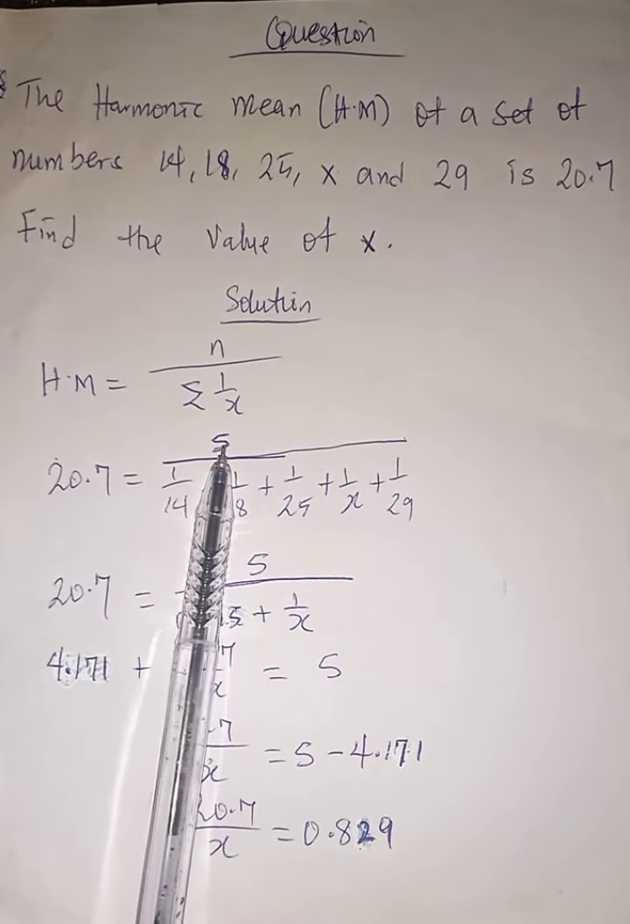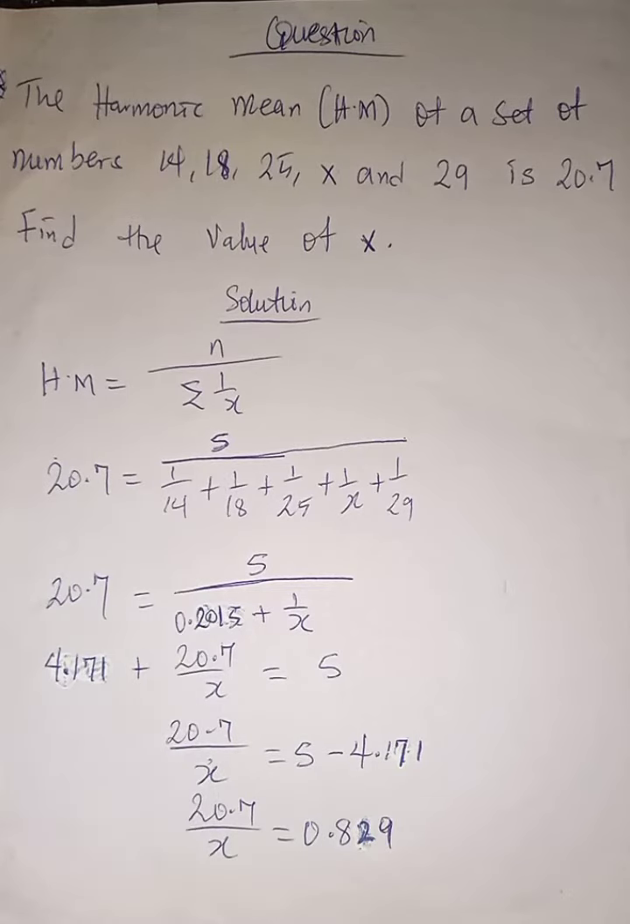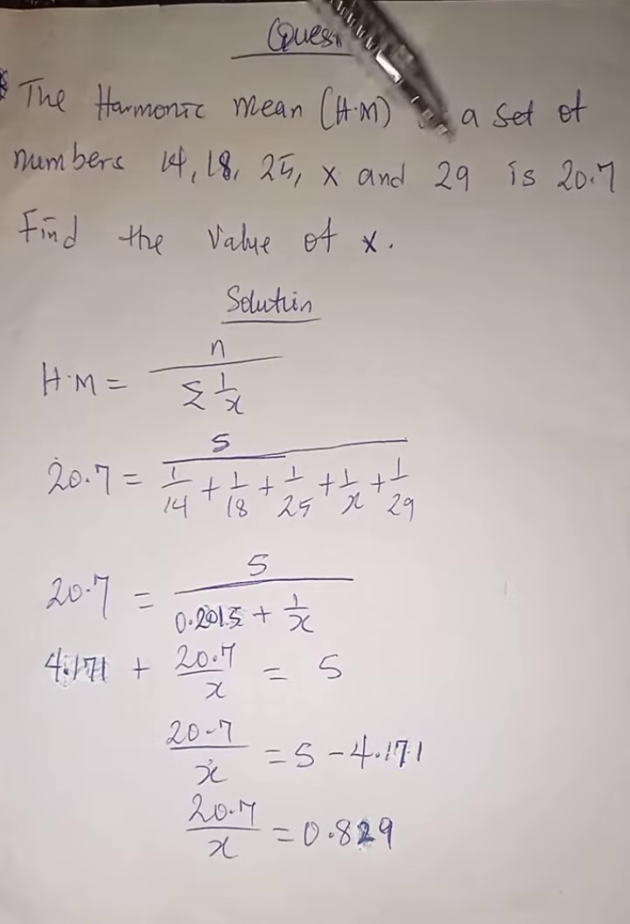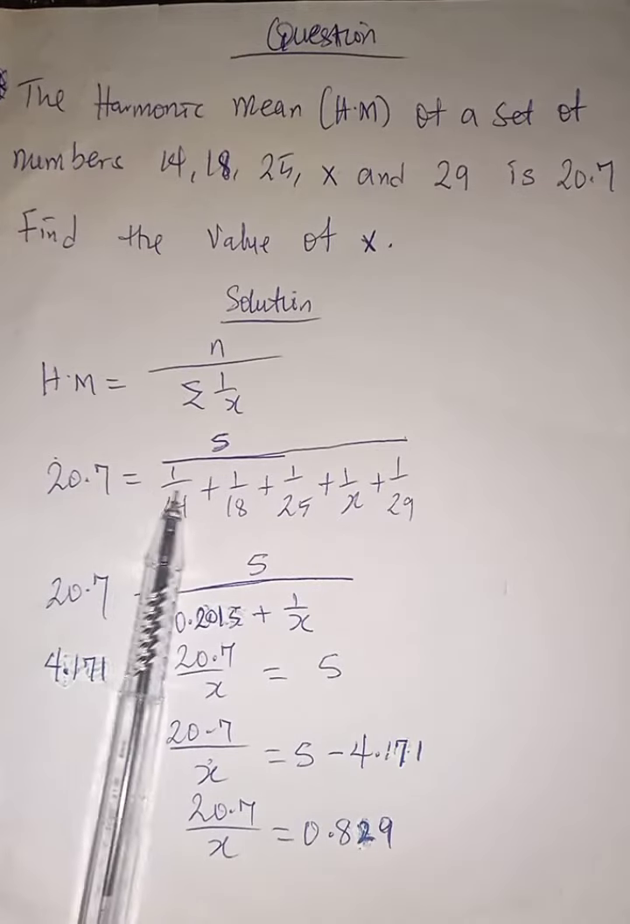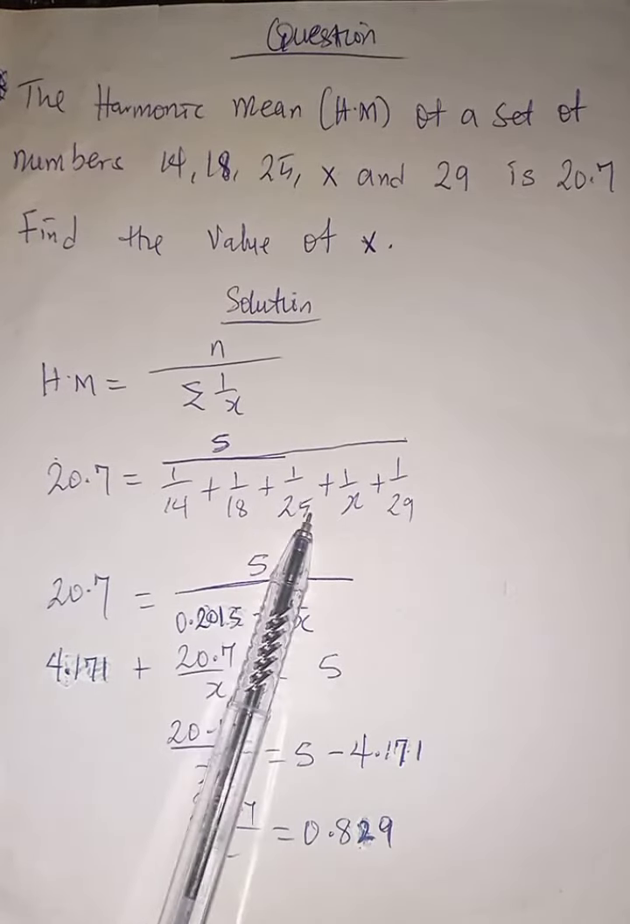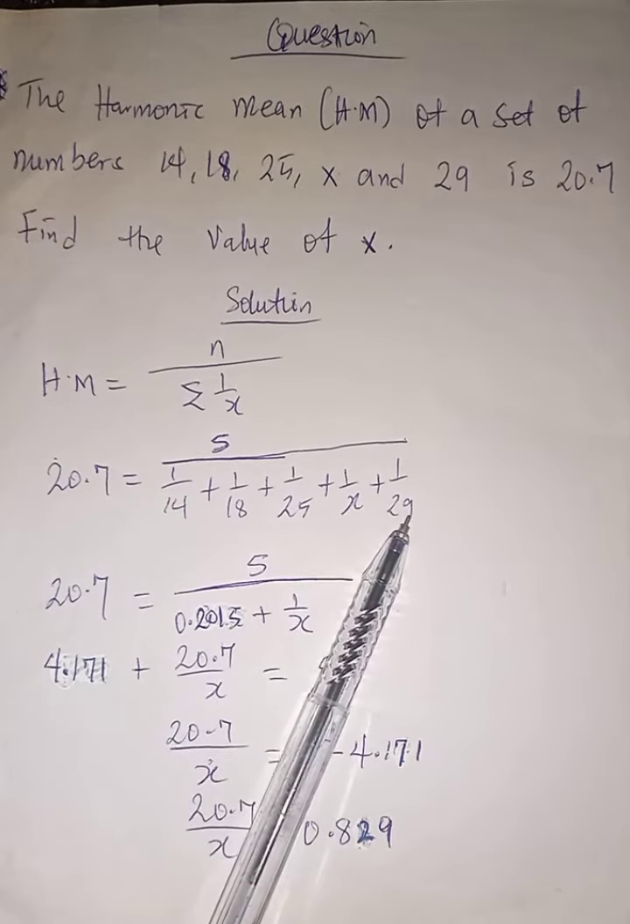Then it will be equal to 5, which is the total number of data. Let's count: 1, 2, 3, 4, 5. We have 5 of them. That's why we're having n as 5. It's all over 1 over the first one, plus 1 over the second one, plus 1 over the third one, plus 1 over the fourth one, plus 1 over the fifth one.